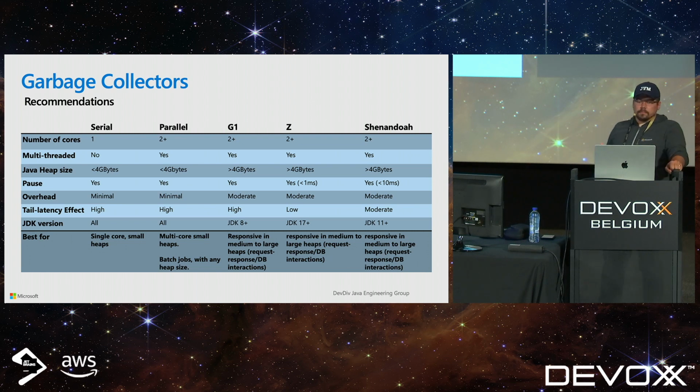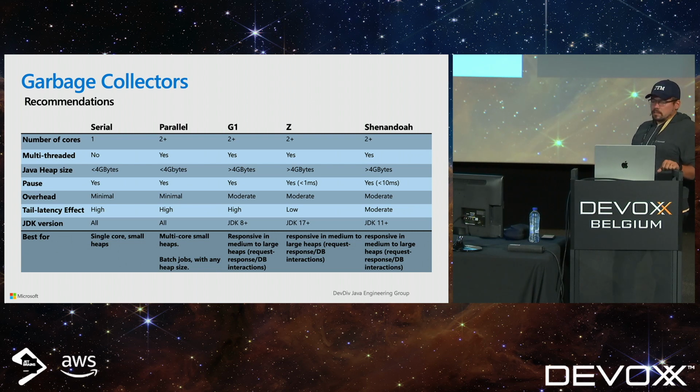The next one is parallel. Parallel is good for multi-threaded environments with 2 or more CPUs. Minimum overhead as well, but it can have a high tail latency effect. But it's good for batch applications as well that may need large heap sizes. Microservices, REST API, it works well. Multi-core, small heaps, that's the intent. If you're running a microservice application, you can use parallel GC in most cases.